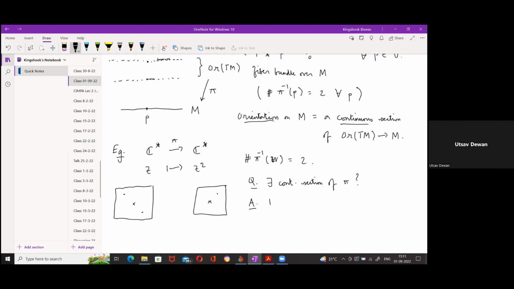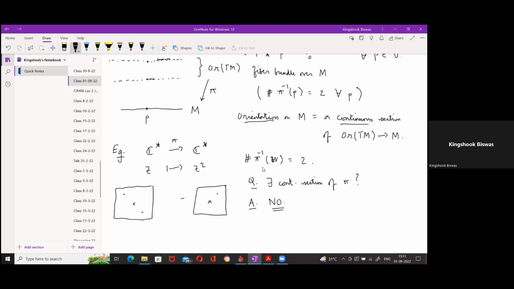We have to take a branch, like a log or something. The answer is no. There is no continuous section everywhere. Because of the negative real axis, when we go from this side to that side, continuity is lost. Well, think about this. Suppose I had a section, right?